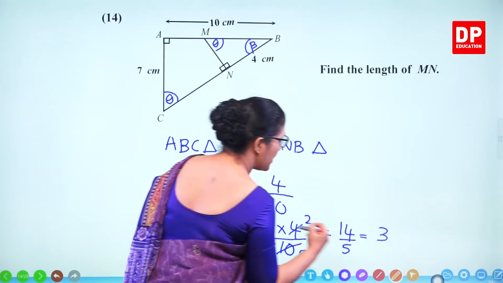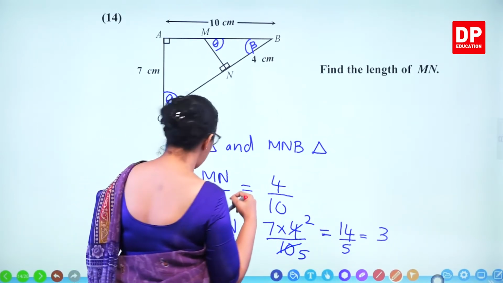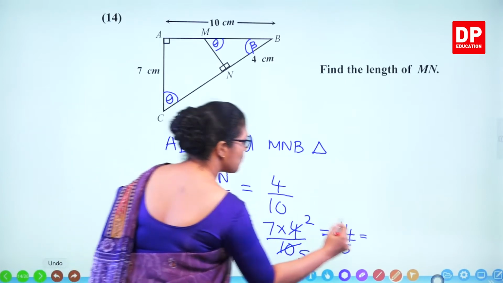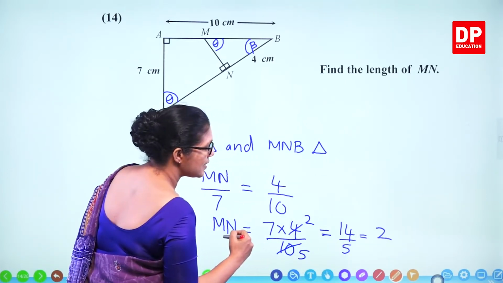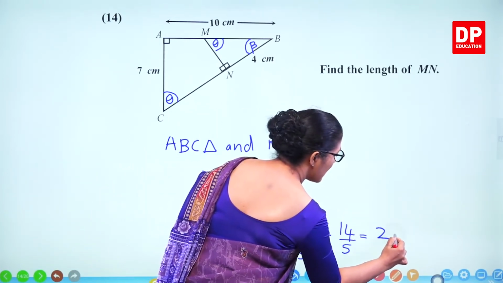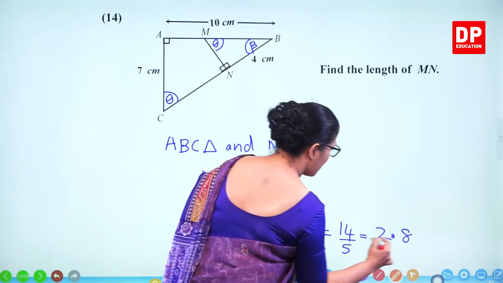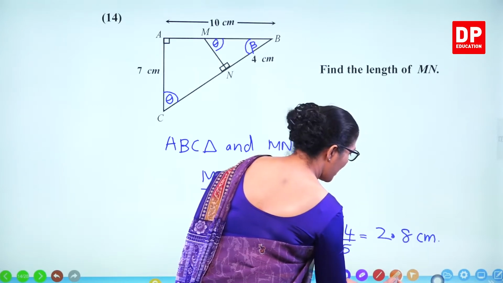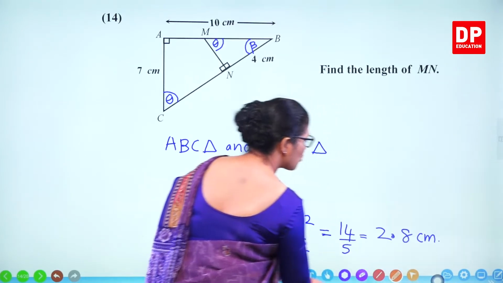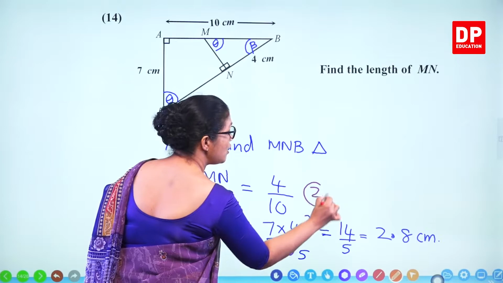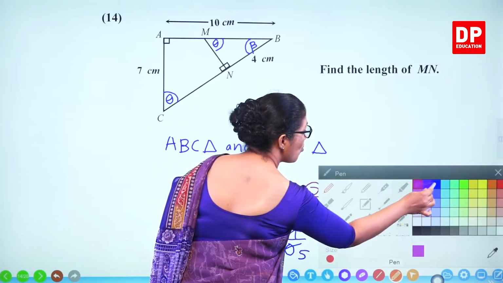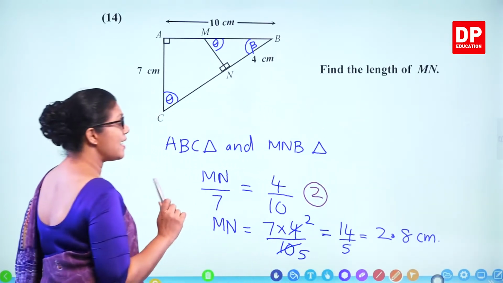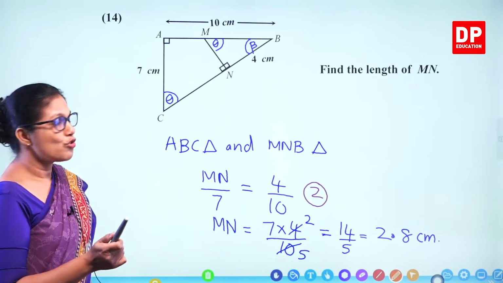5 times 3, 15. So that's too much. 5 times 2, 10. 40, that's 8. So 2.8 centimeters is the MN length. So 2 marks for that. So you need to identify these two are equiangular triangles and then corresponding ratios are equal.